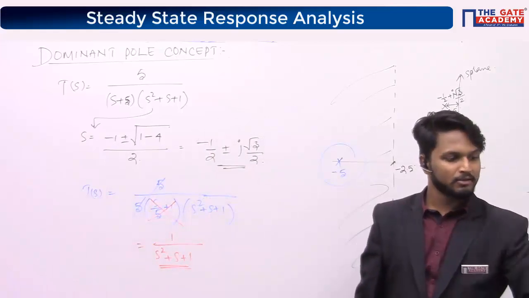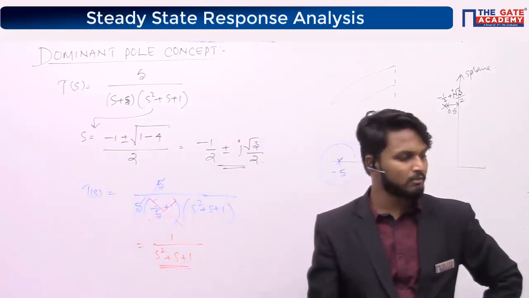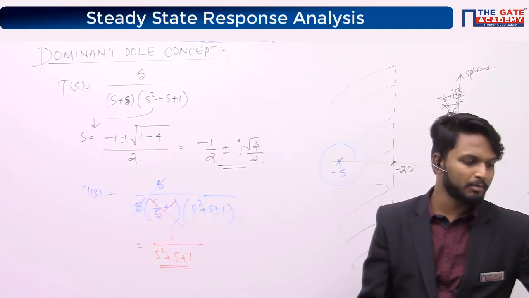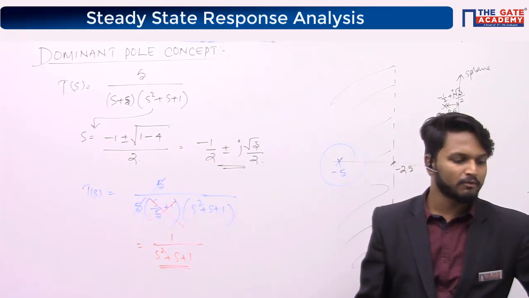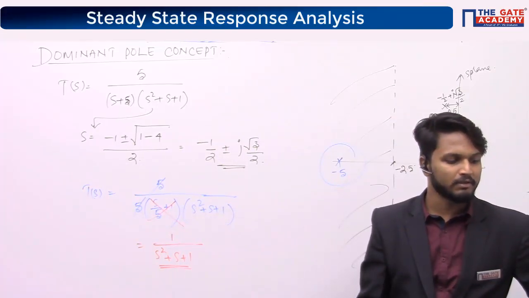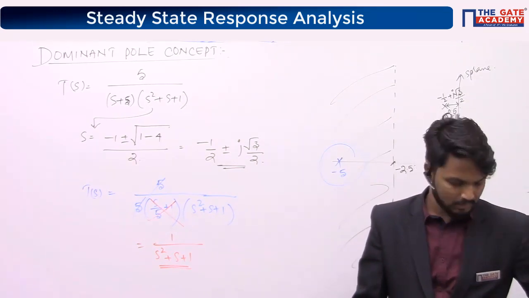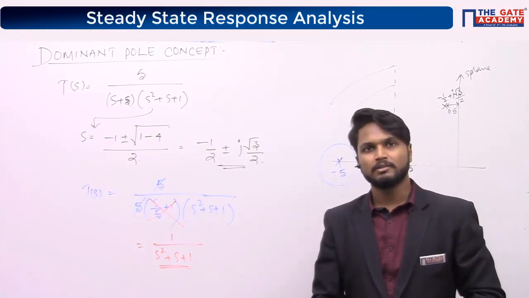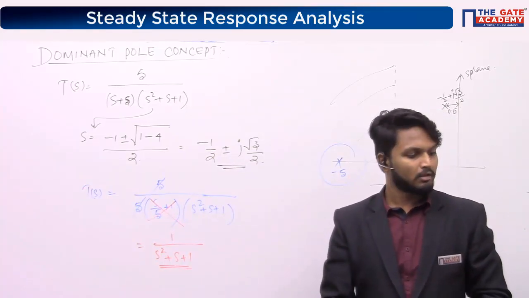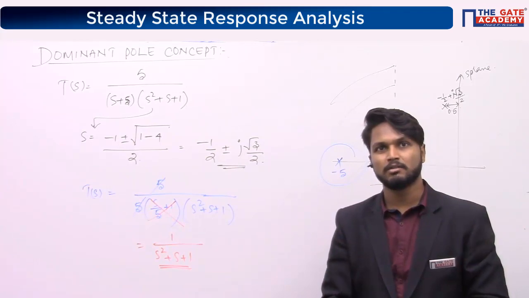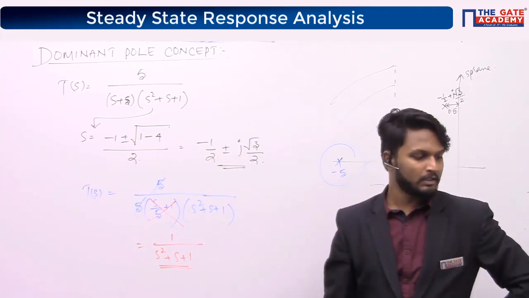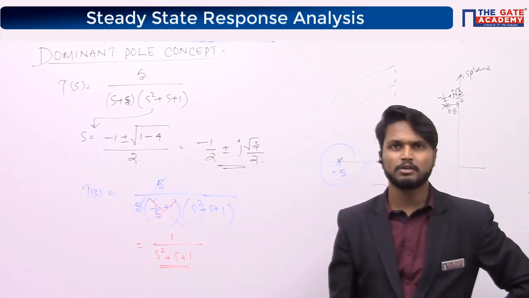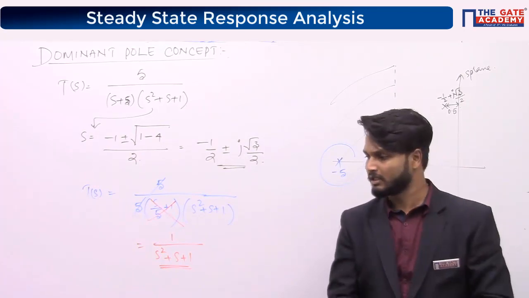So a plant has an open loop transfer function Gp of S equal to so and so. The approximate model obtained by retaining only one of the above poles, which is closest to the frequency response of the original transfer function at low frequency. Frequency response terms and all these things you will understand later. But just use the dominant pole concept on this transfer function, that's it.